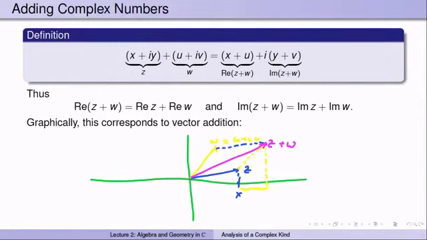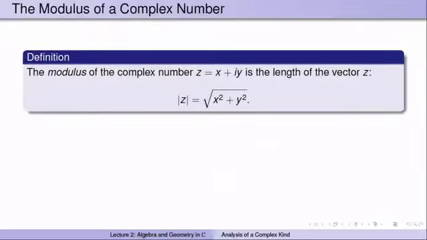So from here to here, that distance is exactly the same as from here to here, which corresponds to the length u, and the same is true on the y-axis. So addition of complex numbers corresponds to vector addition. The modulus of a complex number is the distance of that number from the origin, or the length of the vector from the origin to the point z.